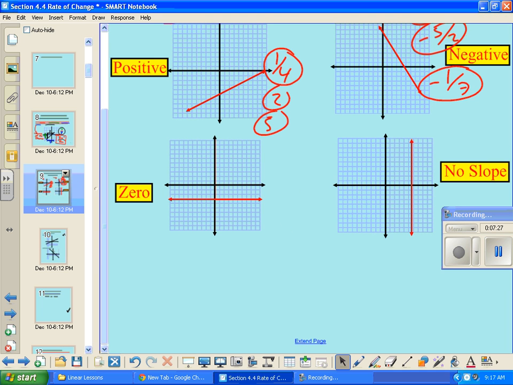The bottom two here, we have zero and no slope, which are kind of our special cases. One is just a horizontal line and one is just a vertical line. Zero slope.